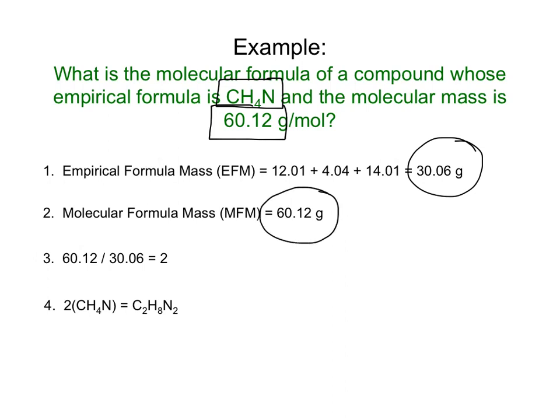Now we know that that molecular formula is usually a multiple. Sometimes it's the same as the empirical formula, but usually a multiple, so it's always going to go on top. We're going to divide the molecular formula mass by the empirical formula mass. And that gives us a factor of 2, which we then multiply by the empirical formula to get the new molecular formula, C2H8N2.